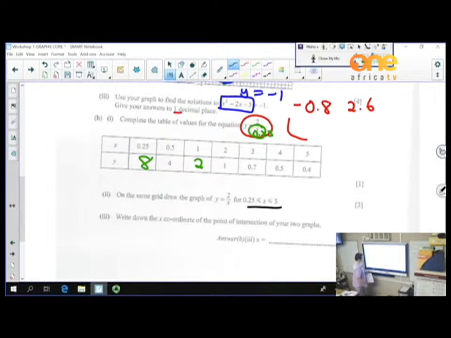And then the last question says, write the x coordinate of the point of intersection. And that is now where those 2 points intersect, and I find it at x is 3. That's where my point is lying. Okay, a nice question to look at everything. Are you finished?